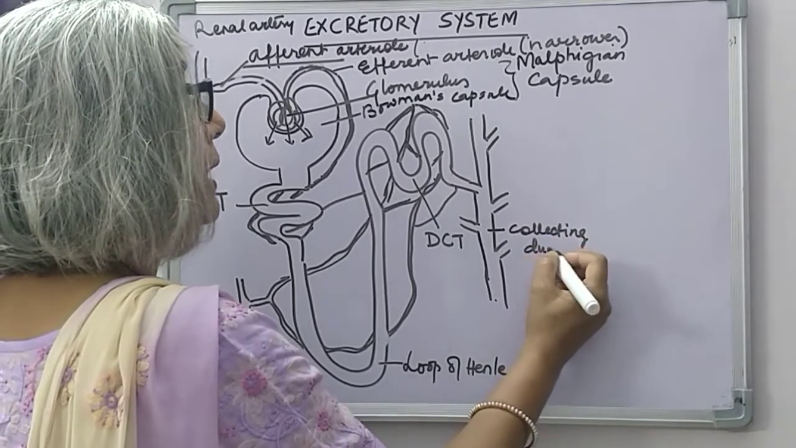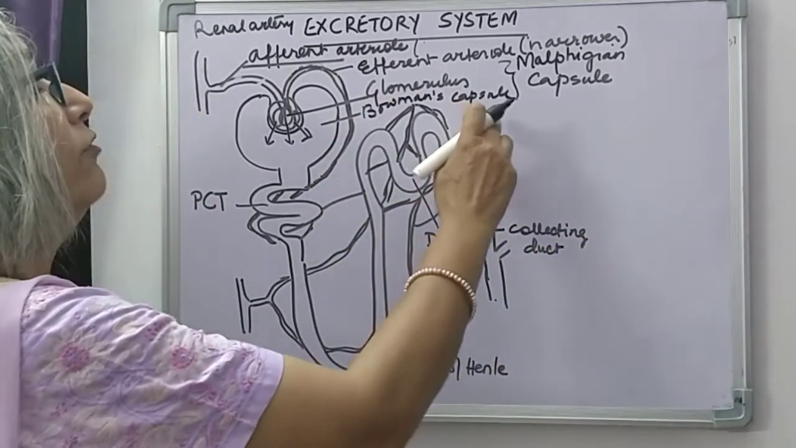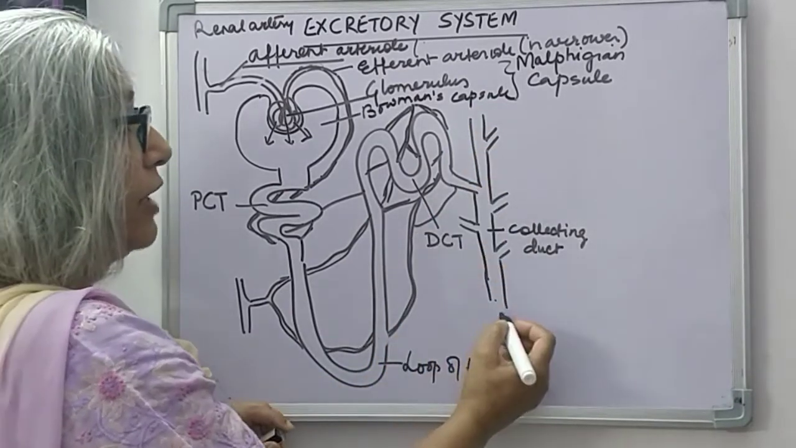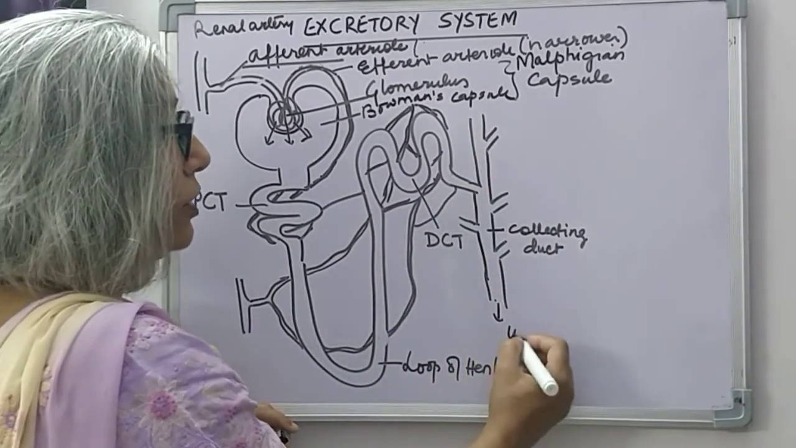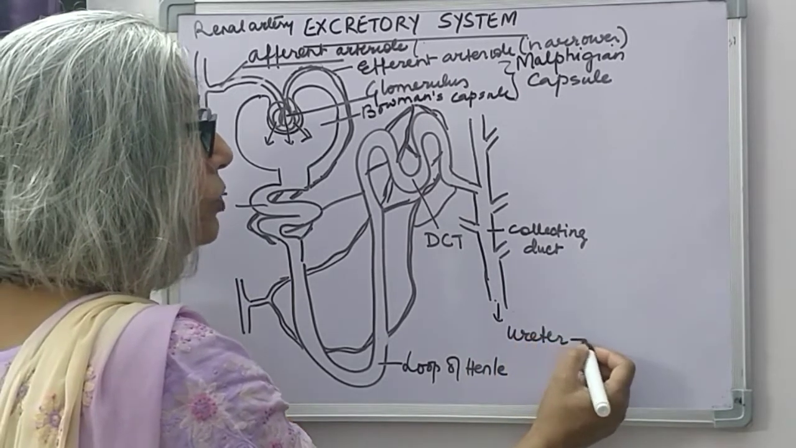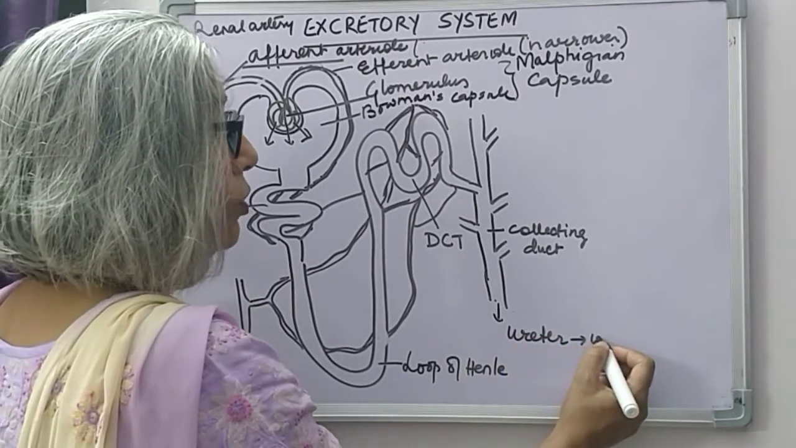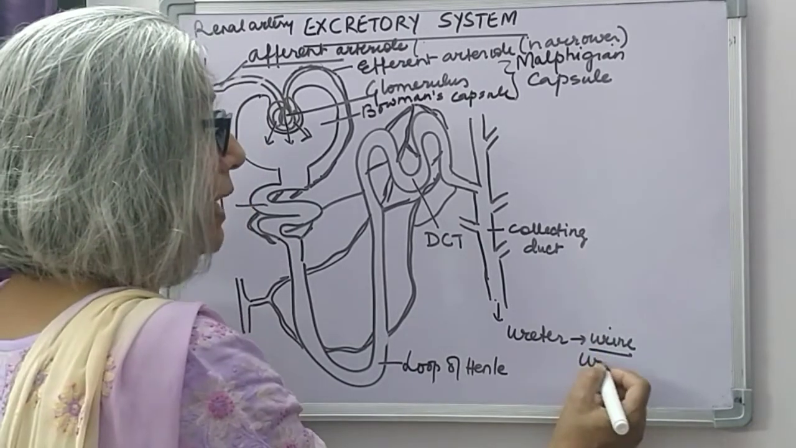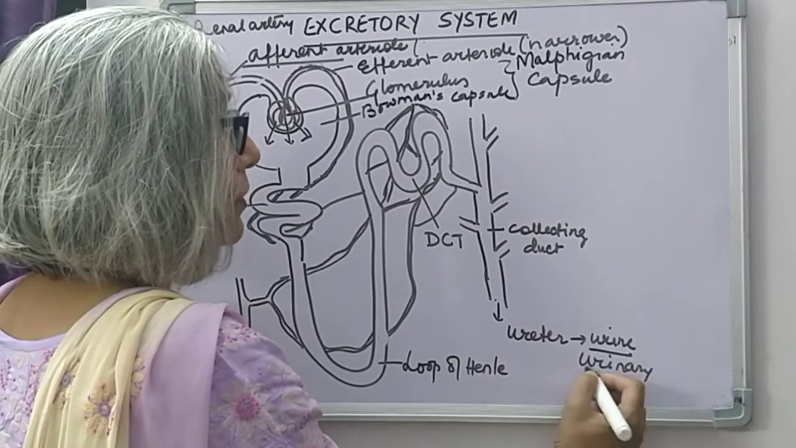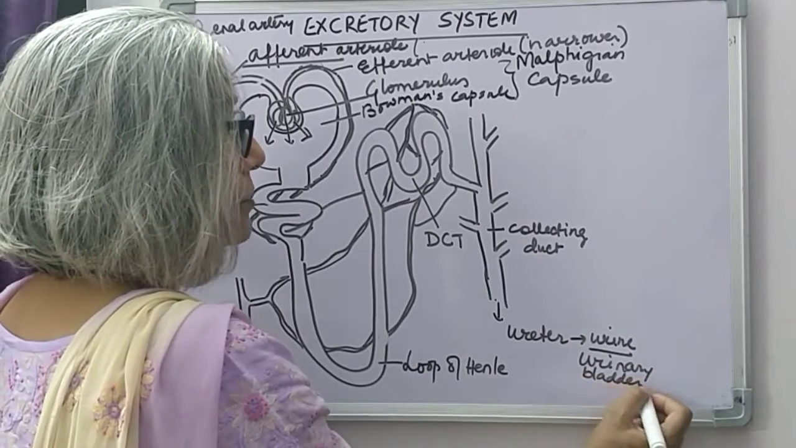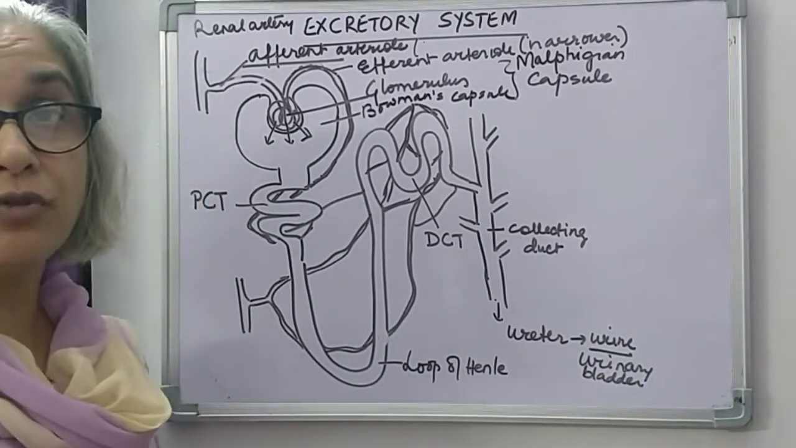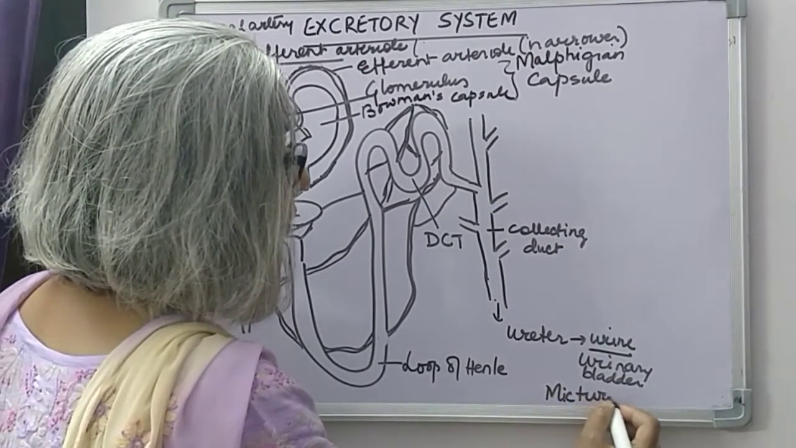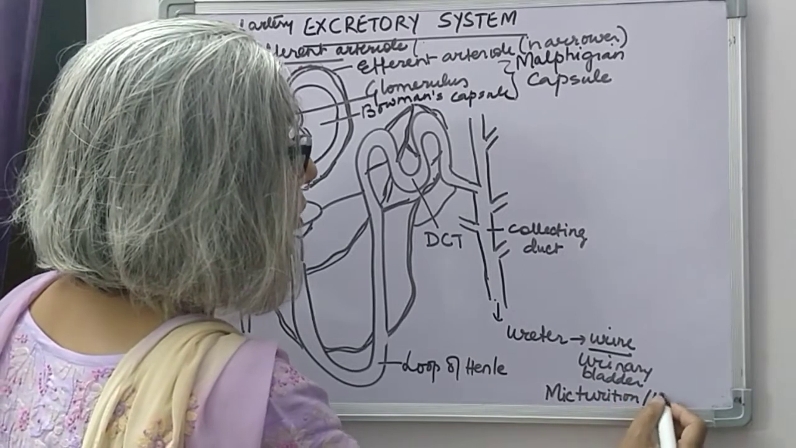The collecting duct collects the glomerular filtrate from various uriniferous tubules, and finally this joins the ureter, and through the ureter urine is sent to the urinary bladder, from where it is removed from time to time. What we call micturition, removal of urine, is called micturition or urination.